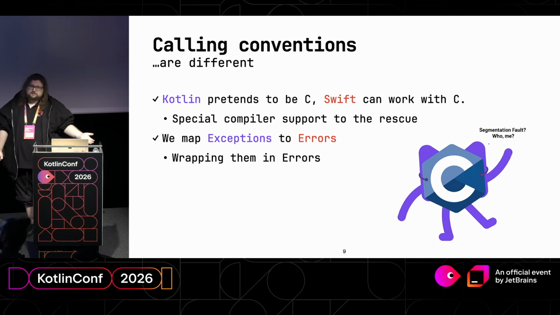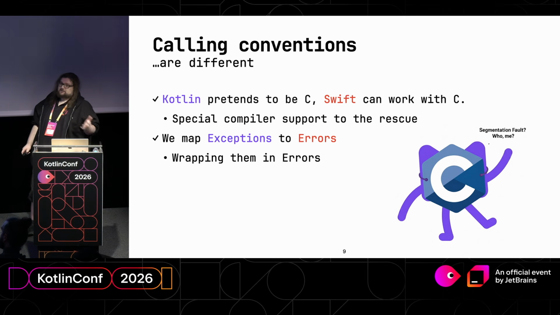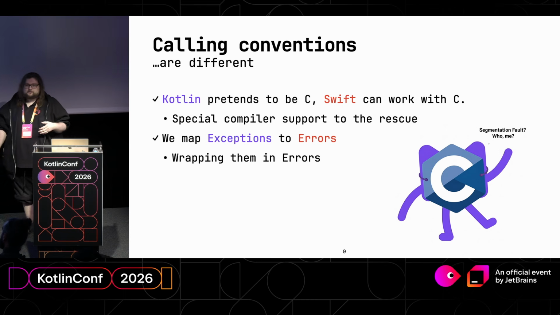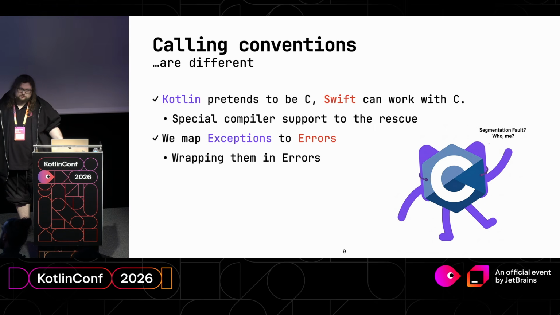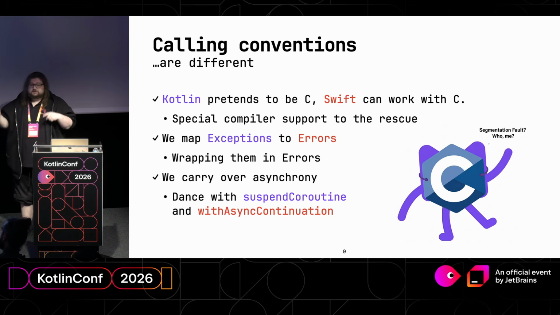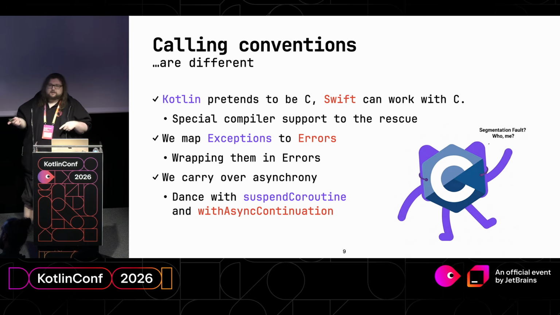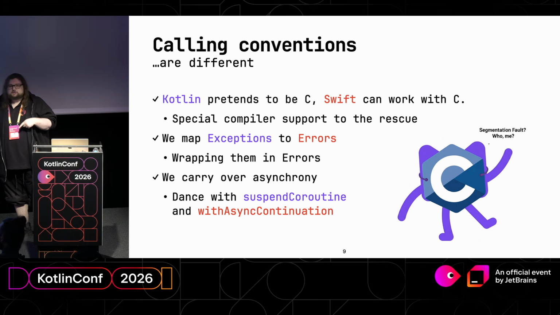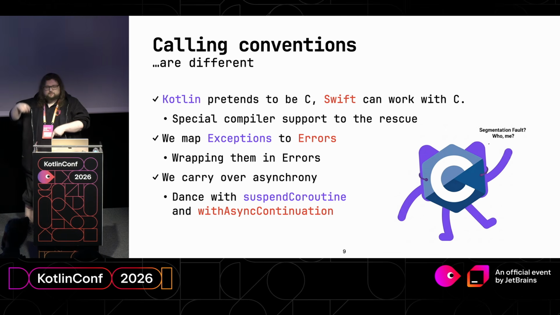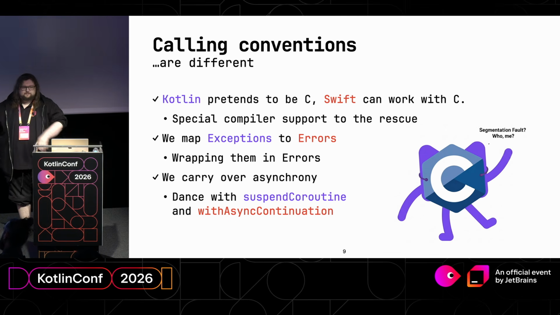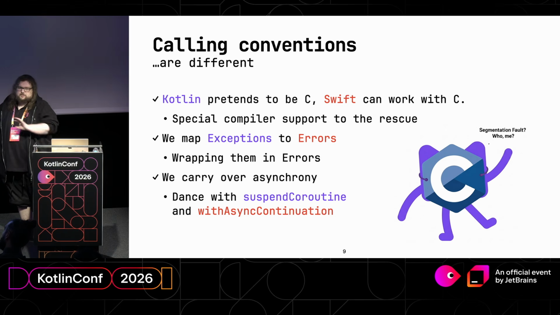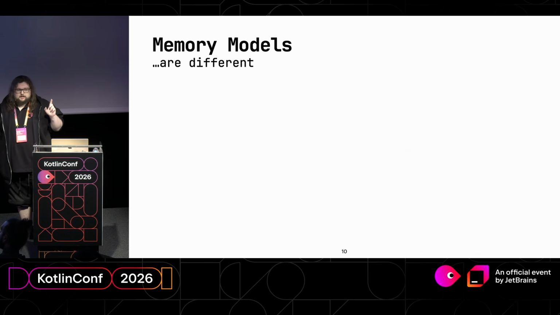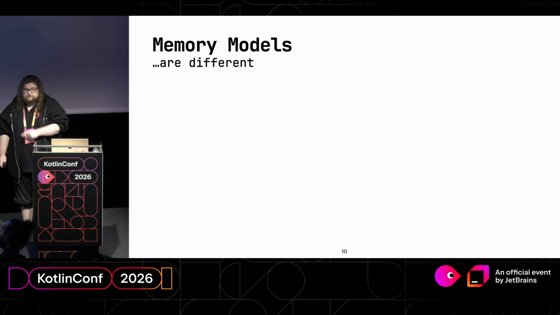But C, well, let's put it like that, is a classic language, so it doesn't have much of anything. So we basically have to map exceptions for you. We convert them to errors on the Swift side so you can handle them. And we can carry over asynchrony. We do that little dance with suspending the current context and passing a continuation and resuming that context, yada yada. So that's also handled. You don't have to think about anything. Except the problem doesn't stop there.